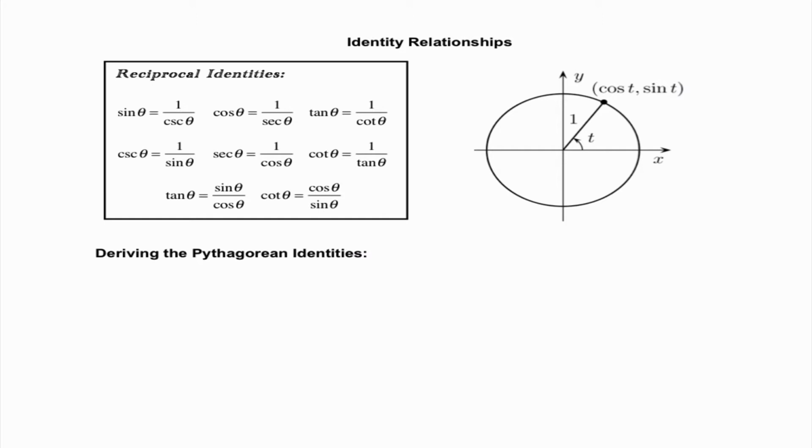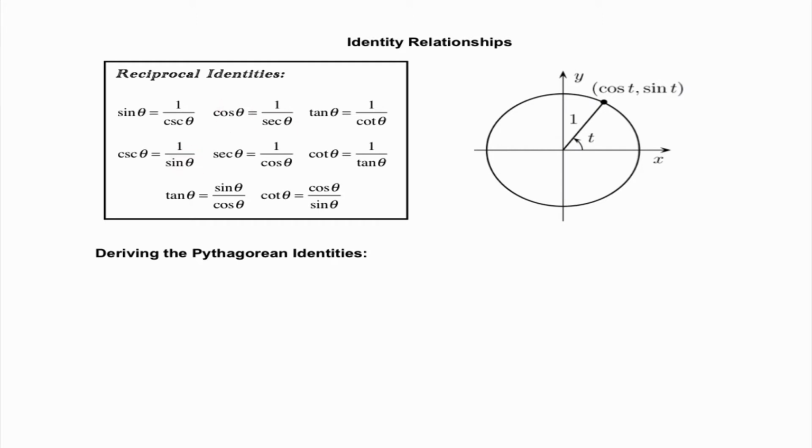So for example, since sine and cosecant are reciprocals, sine of theta is equal to 1 over cosecant theta, and cosecant theta is equal to 1 over sine theta. I want to point out here that we always are putting angles after our trig function. Okay, a trig function does not exist if it doesn't have an angle afterwards.